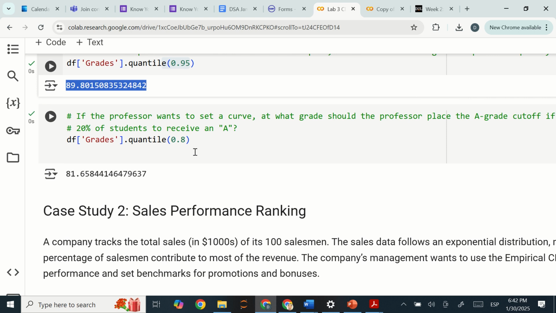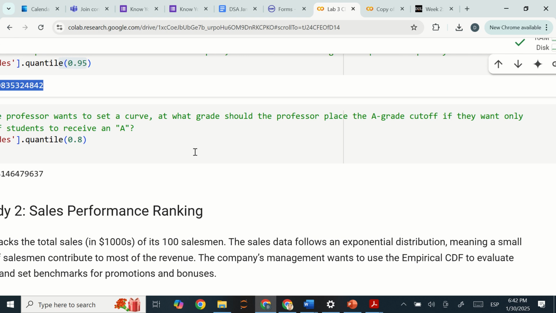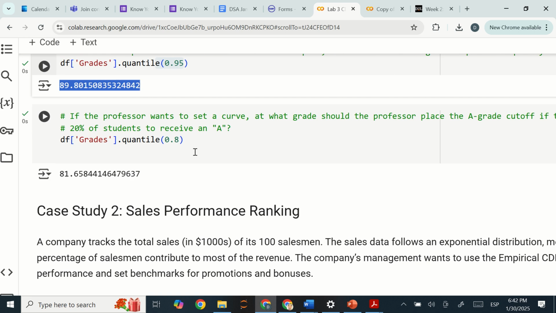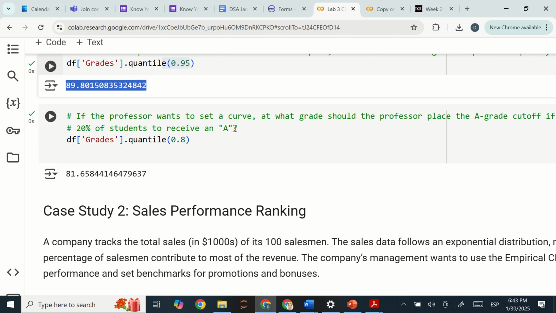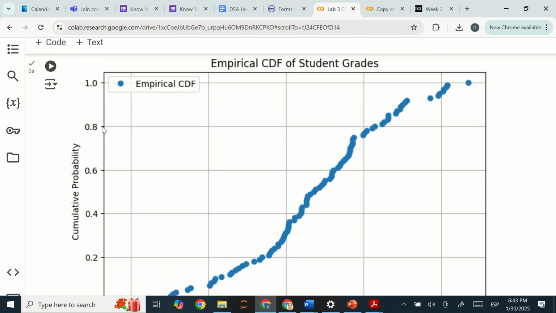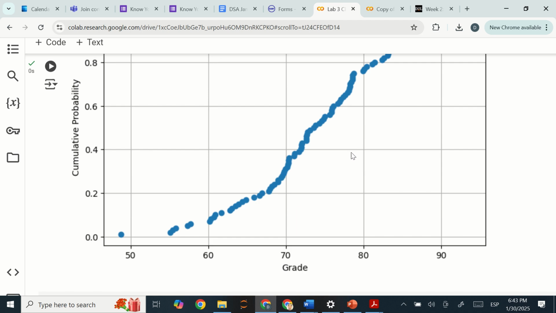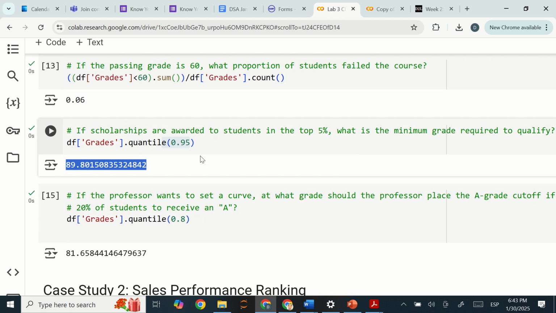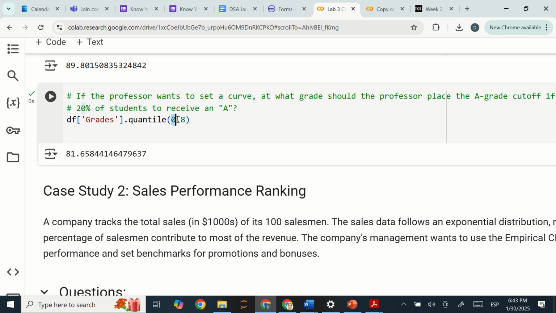If the professor wants to set a curve, where should the professor place the A grade cutoff? What should that cutoff be if only 20% of the students will receive an A? That's the 80th percentile. So we want to know which is that value. Grades above the 80th percentile are going to get an A. Here we're using the quantile method. We have the 0.8, right? And we get that the score is 81.65.